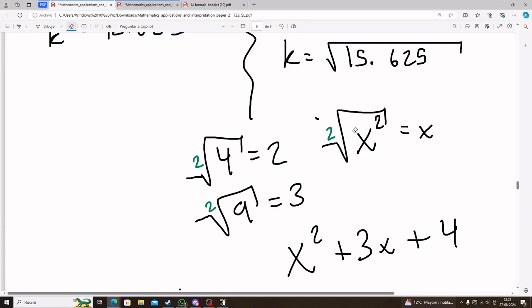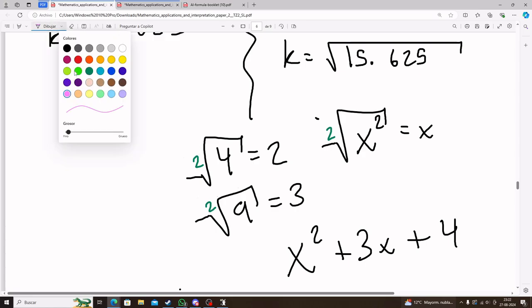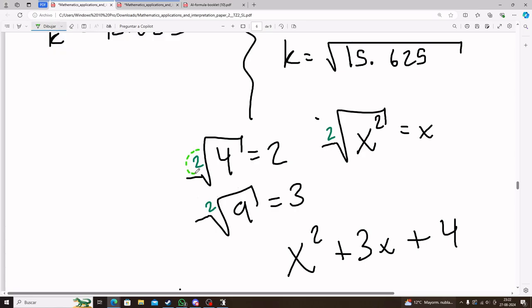All of these have a little 2 inside of them because this is telling you, yo, I am asking in terms of math, which number multiplied by itself 2 times gives me 4? Which number by itself multiplied 2 times gives me 9? Which number by itself multiplied 2 times gives me x squared, sorry?